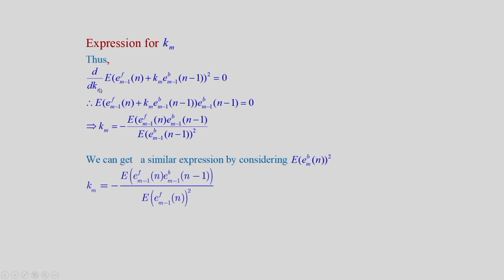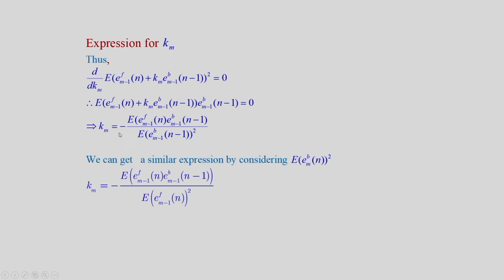Thus, we get the derivative with respect to Km of E of (Em-1 Fn plus Km times Em-1 Bn-1) whole squared equal to 0. So, we take the derivative. It is a derivative of this, and then again inside it is a function. So, that way we will get E of Em-1 Fn plus Km times Em-1 Bn-1, and this expression, when we take the derivative with respect to Km, we will get Em-1 Bn-1, that must be equal to 0.